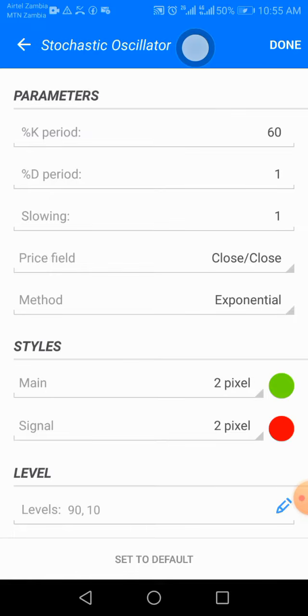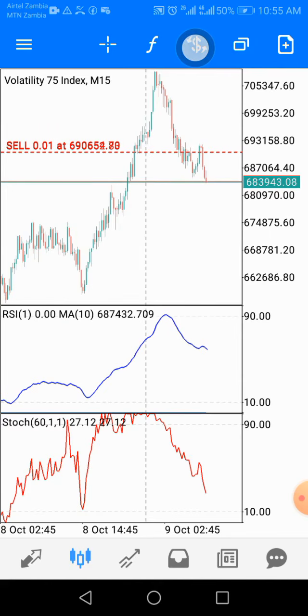So the period K percentage is supposed to be 60, D period supposed to be 1, slowing 1, the price field both close, the method exponential, and then the styles supposed to be 2 pixels each. On that default, you can simply change to whatever colors you feel like changing to. Then the levels 90 and 10 again, and then you press done. So that is how it's going to look, as you can see below there. That is how it's going to look.